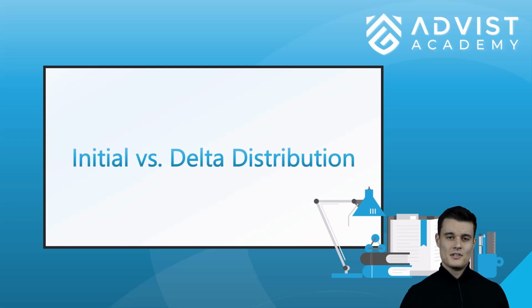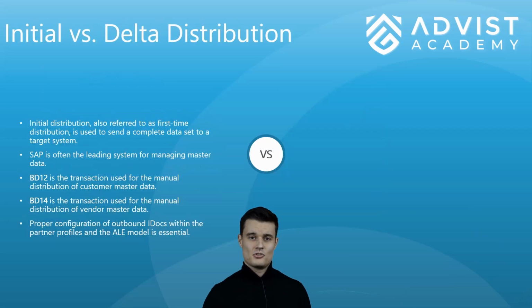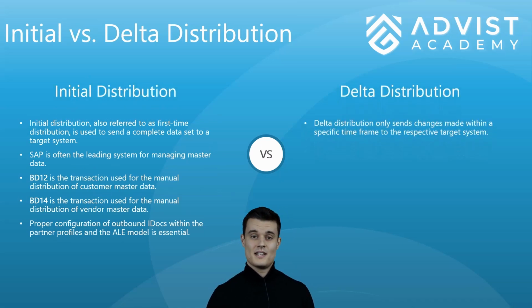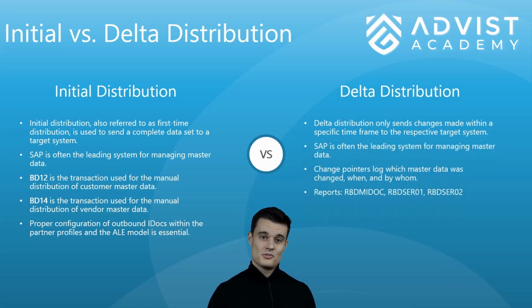In this video, we will take a closer look at how the initial and delta distribution of master data works in SAP. Master data distribution refers to the process by which master data, such as vendor or customer master records, maintained in the leading SAP system, is sent to other systems within the system landscape.